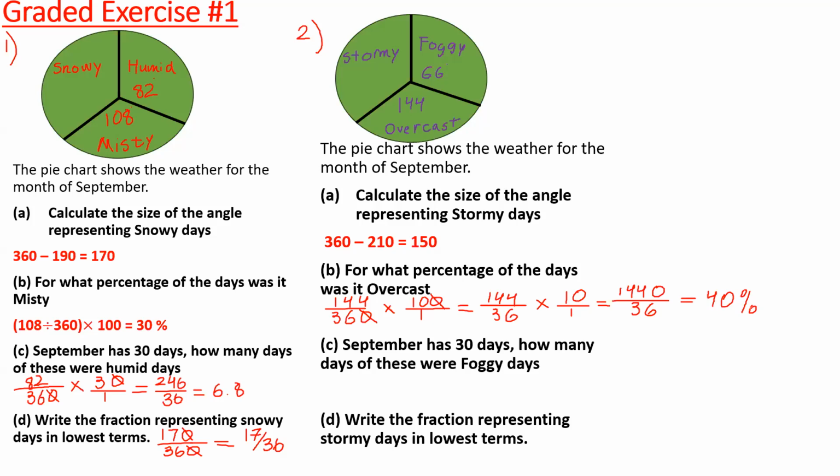Now the next one is: September has 30 days. How many days of these were foggy days? So how are we going to answer that one?